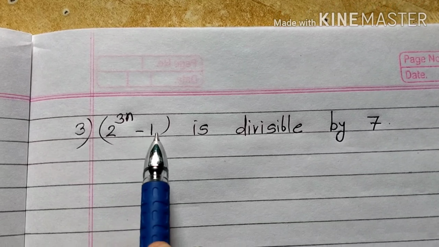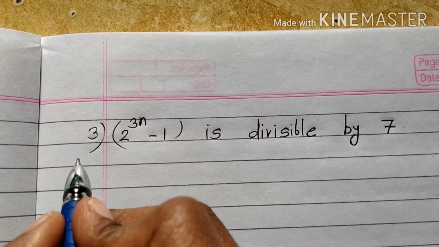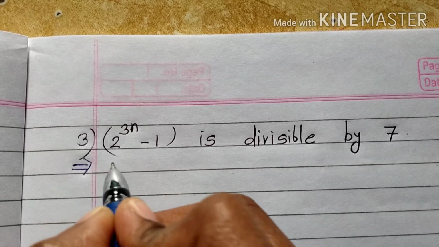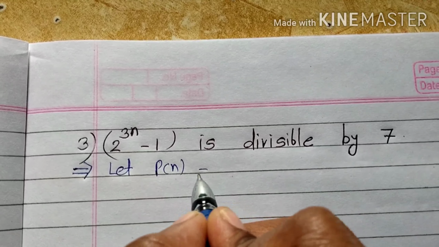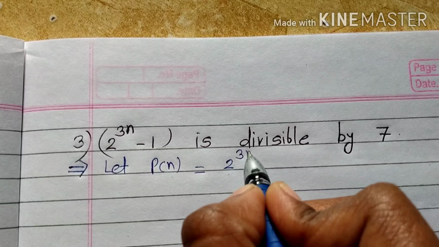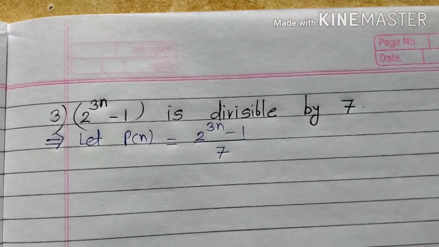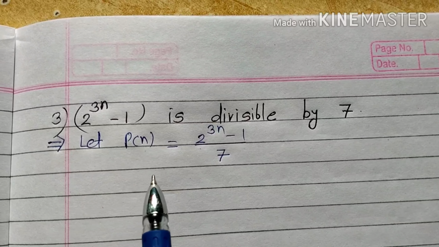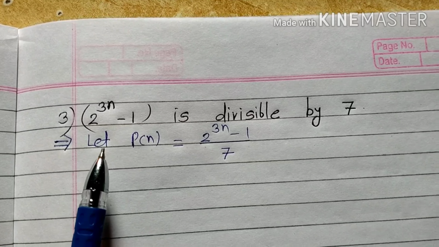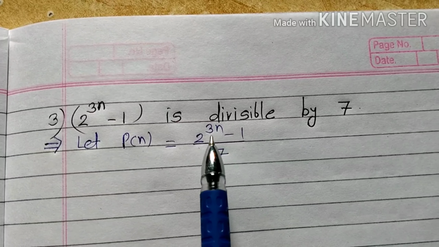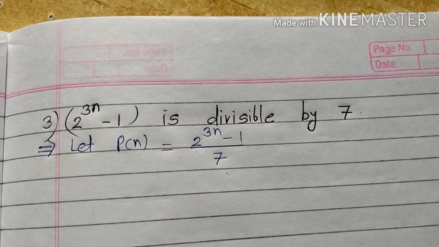So 2 raised to 3n minus 1 is divisible by 7. Here we have to prove that. So let P of n be 2 raised to 3n minus 1 divisible by 7. Okay. So you can observe that here there is no LHS, no RHS, but we still prove that 2 raised to 3n minus 1 is divisible by 7.